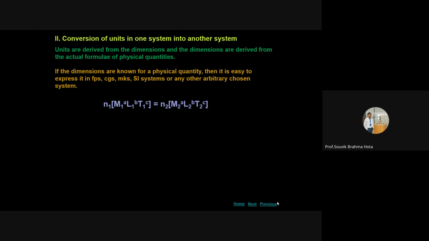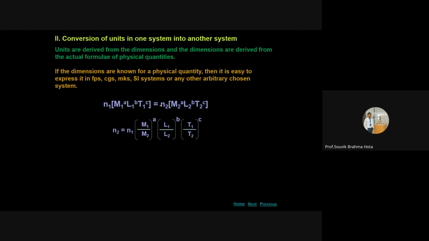N1 in square bracket, M1 raised to the power a, L1 raised to the power b, T1 raised to the power c. This is for one system of units. And next, if you want to convert into another, then it has to be N2, M2 raised to the power a, L2 raised to the power b, T2 raised to the power c. Then what will you be getting? You'll be getting N2 by N1.